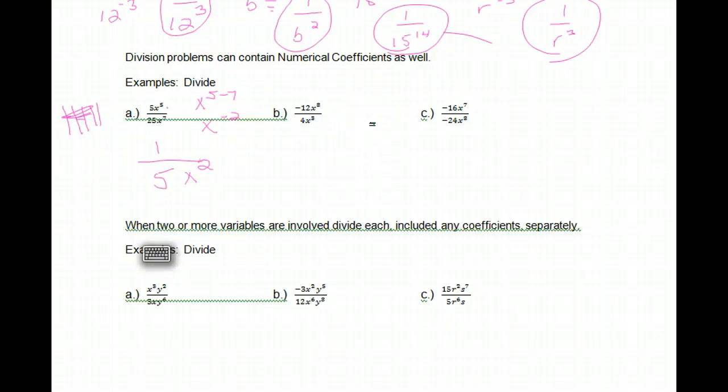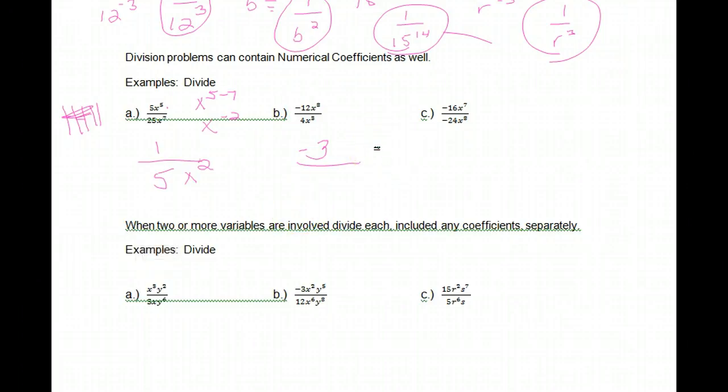All right, let's look at example B. We have negative 12x to the 8 over 4x cubed. So let's think of this as a fraction. We have negative 12 divided by 4. That's going to make negative 3.